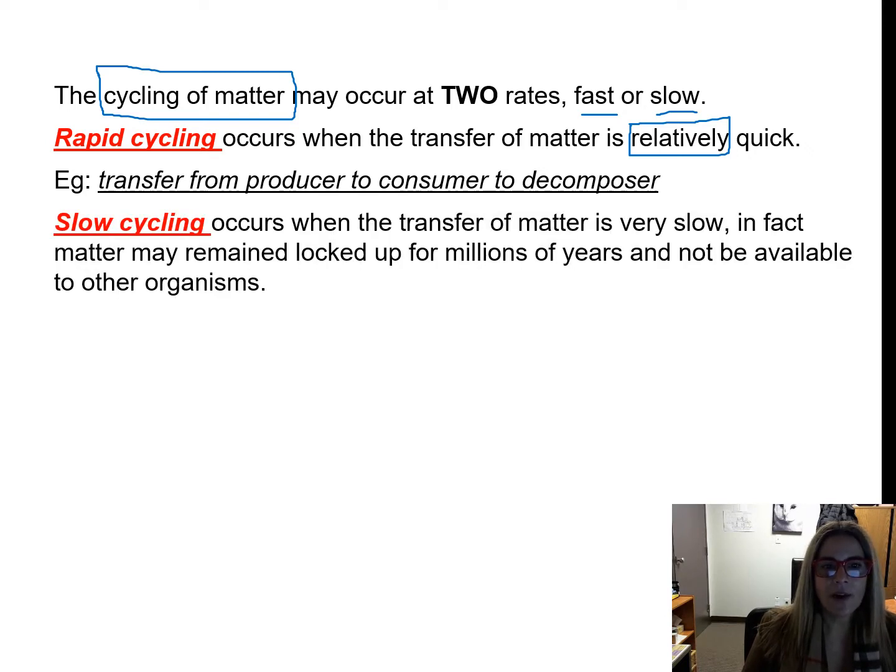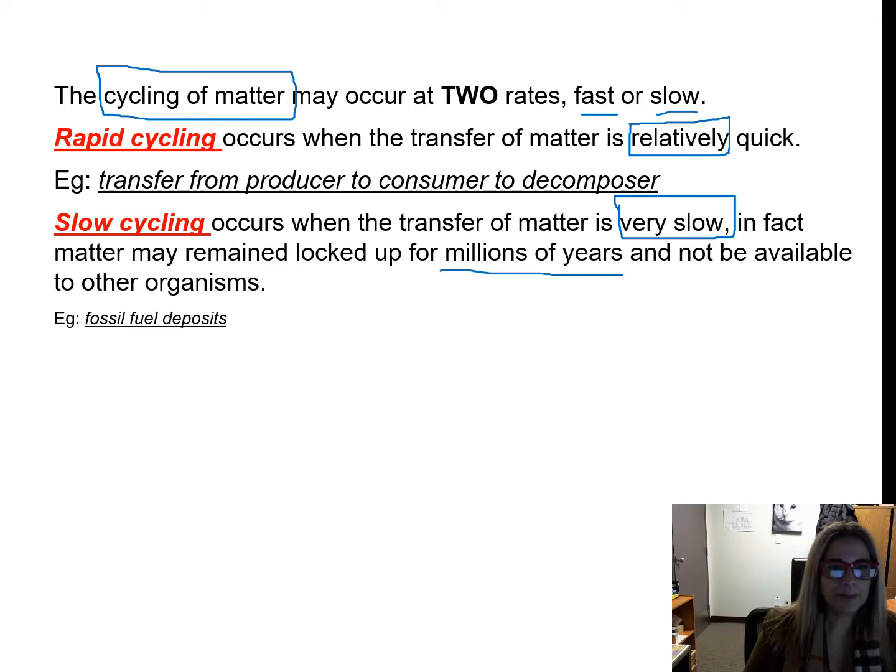Slow cycling, on the other hand, occurs when the transfer of matter is very slow. We're not talking weeks or months, we're talking years, perhaps even millions of years. That matter is basically locked up in a dormant state, and it's not available to other organisms for a very, very long time. An example of that would be fossil fuel deposits.